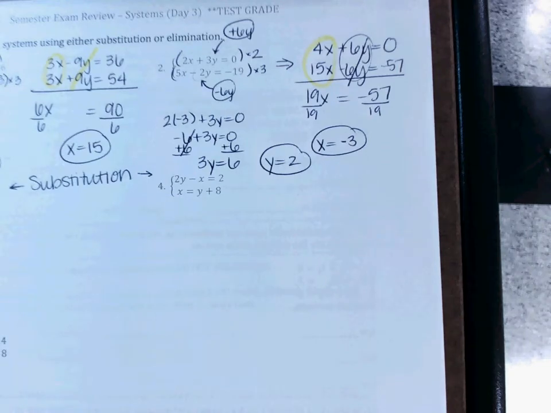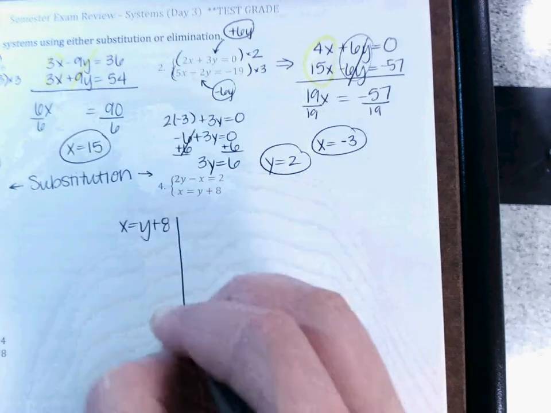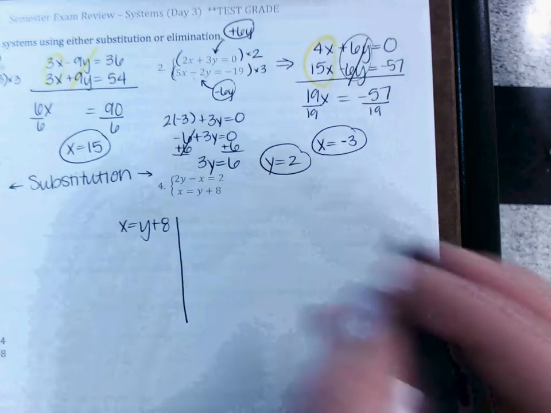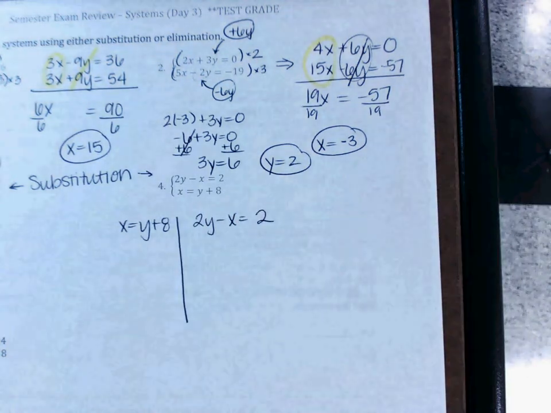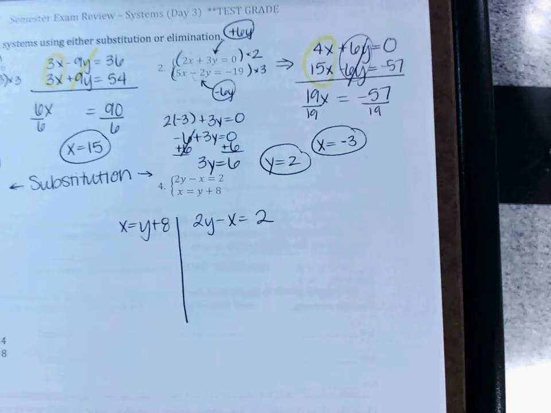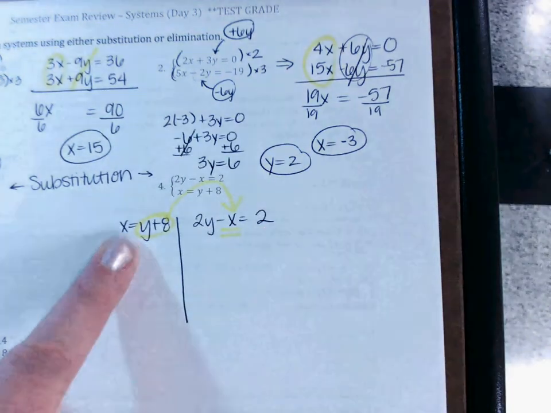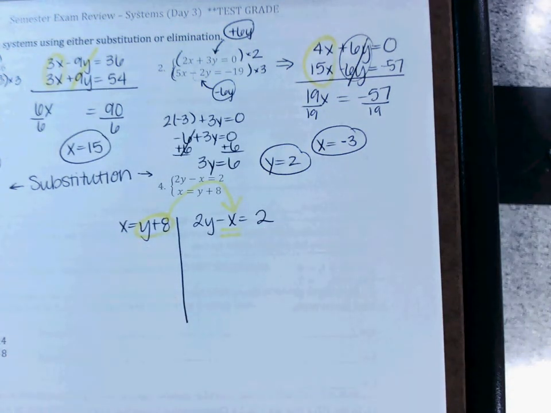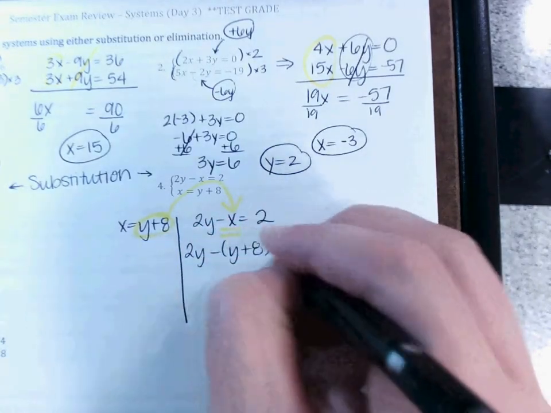You're going to pick which equation's already solved, so top or bottom here. Bottom, x equals y plus 8. And then I'm going to plug that into the second equation, which is 2y minus x is 2. Remember that what happens is I circle the y plus 8 side, and then you replace the letter that was by itself. So if this is an x equals, I'm going to plug it in here where the x is. So instead of 2y minus x, now it's 2y minus (y plus 8).